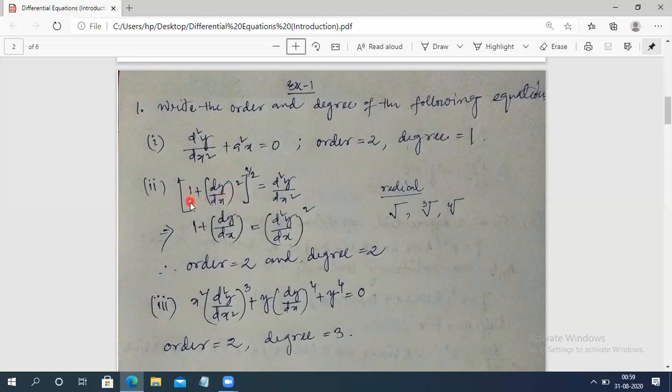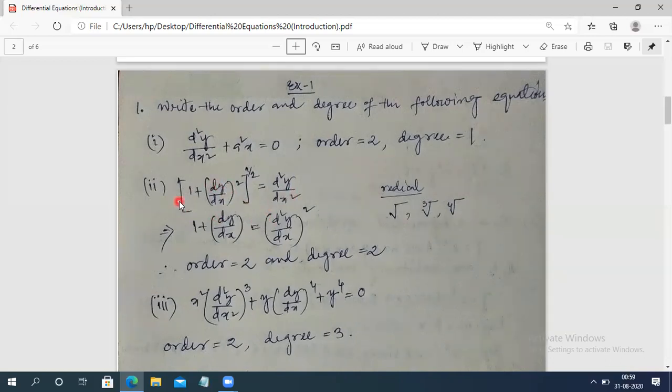The second question is given as (1 plus (dy/dx)^2) to the power 1/2 equal to d2y/dx^2. Now you have to check the order. The highest order derivative is d2y/dx^2, so the order is 2. To check the degree, first you have to express this equation as a polynomial in dy/dx. That means we have to make it radical free.